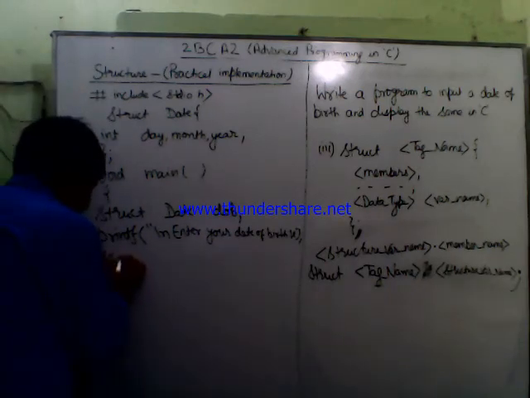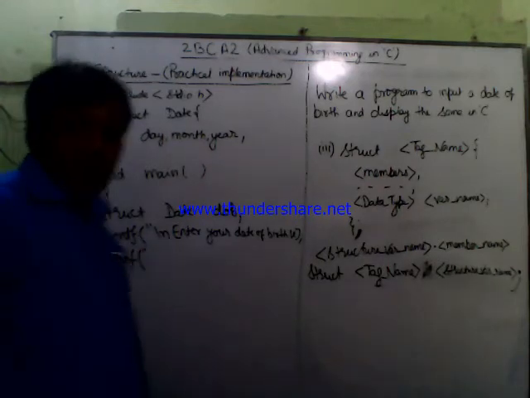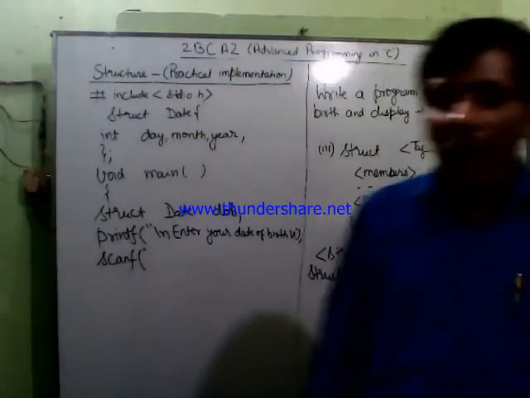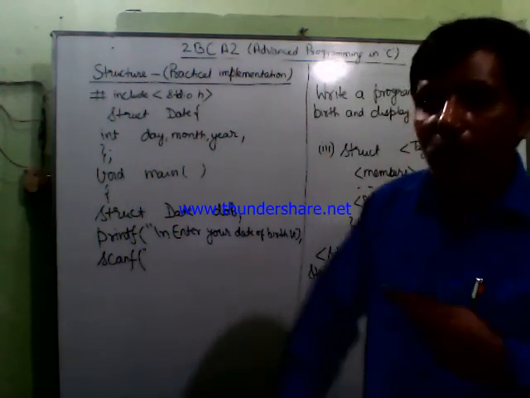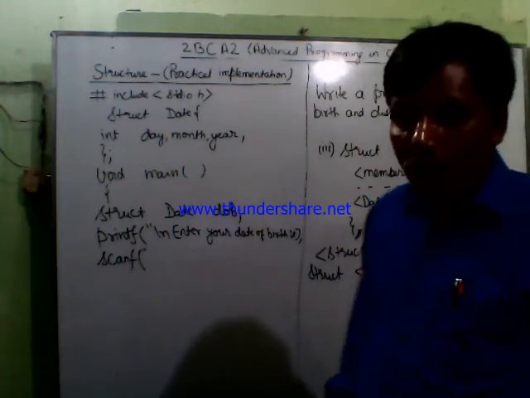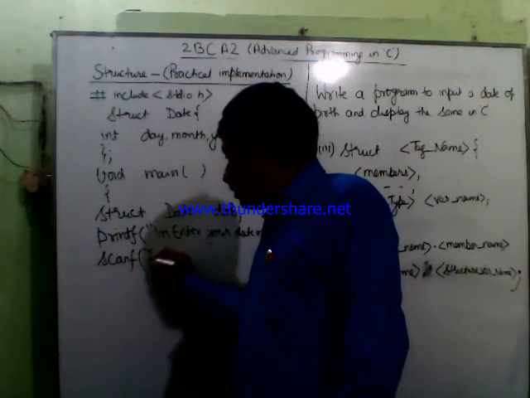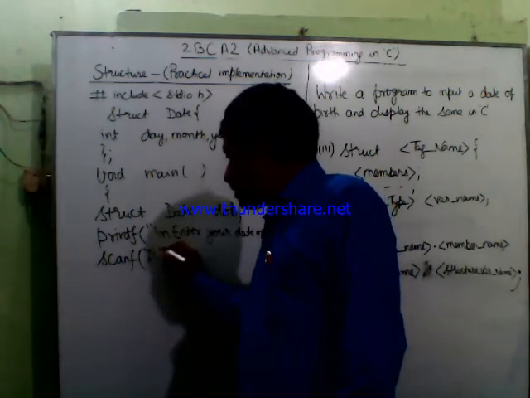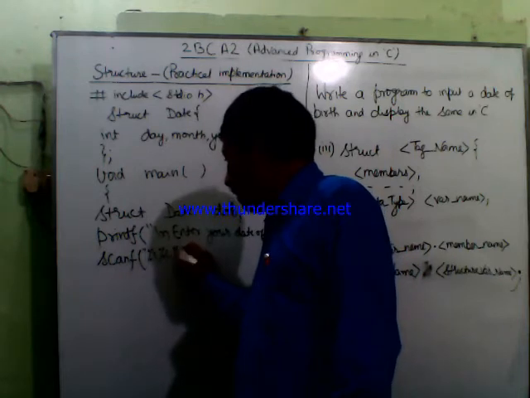Now I have to write the code that will take input of a date of birth, and for this I am writing the scanf function. To input a date of birth, I have to input day, month and year. 3 quantities I have to enter during the runtime of the program. Hence, I am writing 3 conversion strings or format specifiers within the scanf parenthesis in the inverted commas.